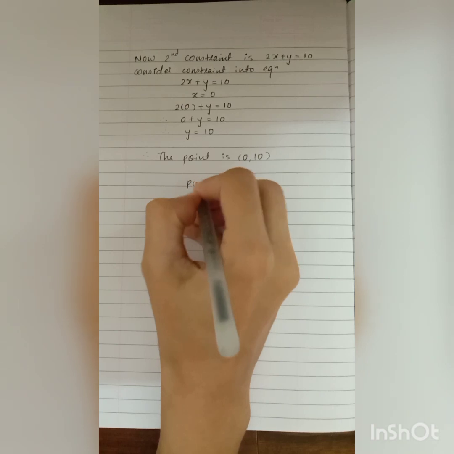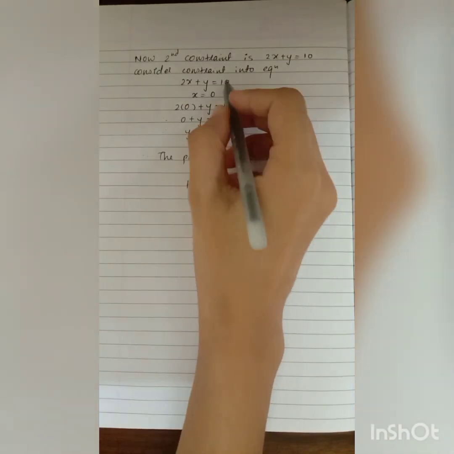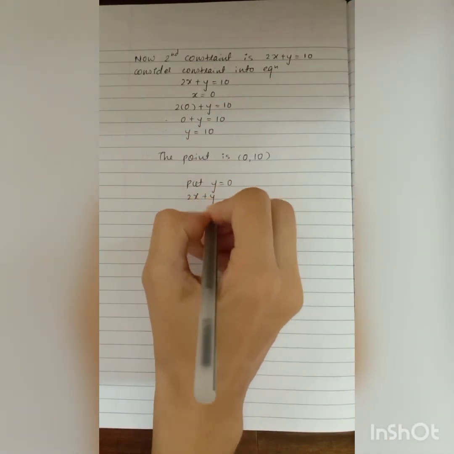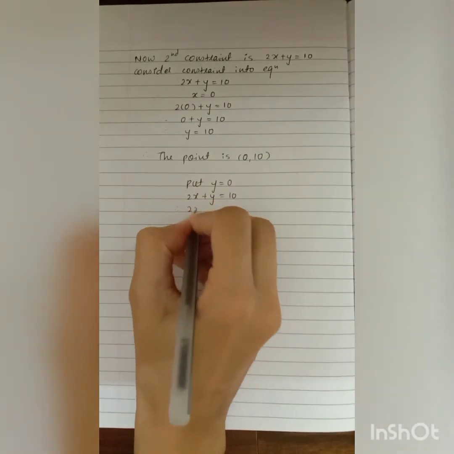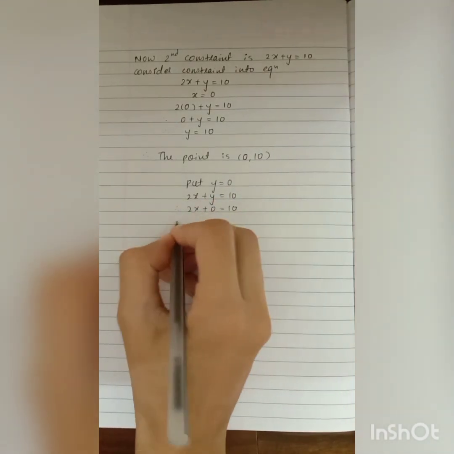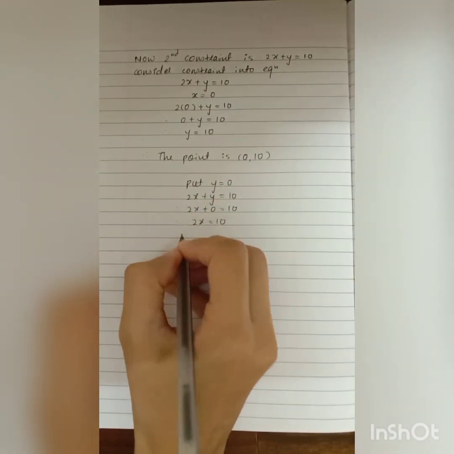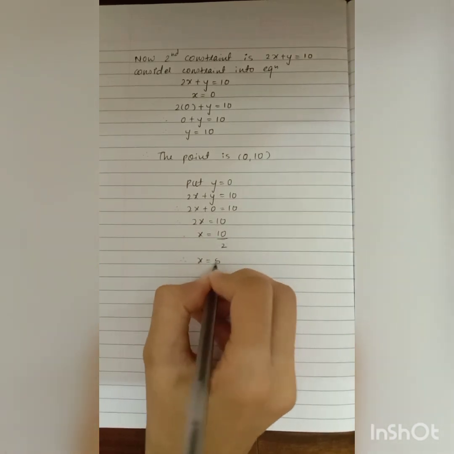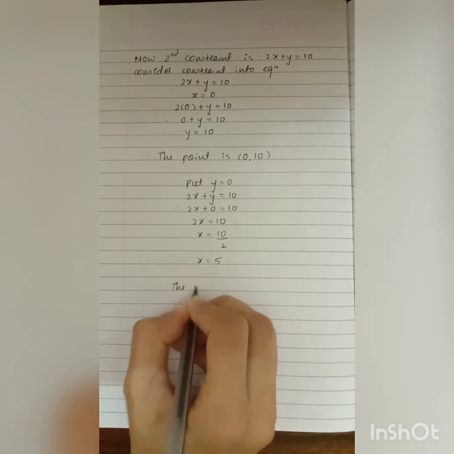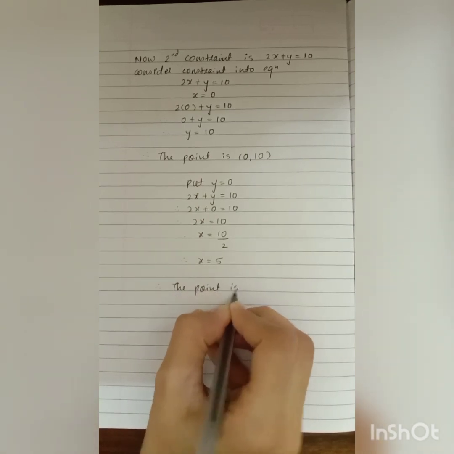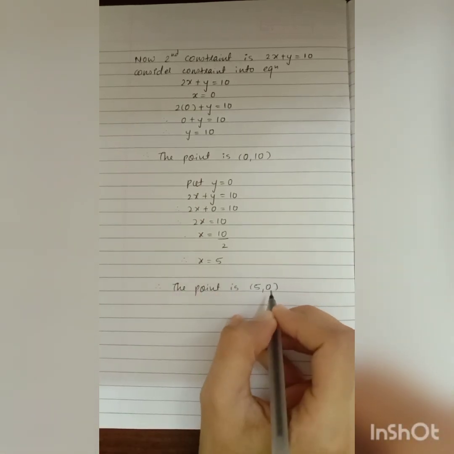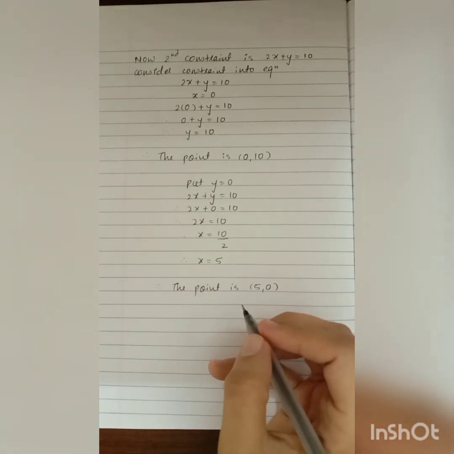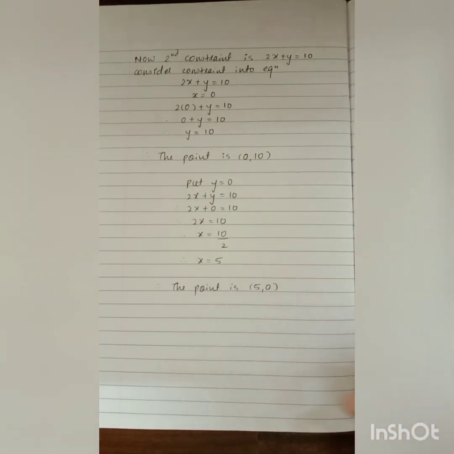Now put y equal to 0 in the same equation, which is 2x plus y equal to 10. Therefore 2x plus 0 equal to 10, therefore 2x equal to 10, therefore x equal to 10 divided by 2, therefore x equal to 5. Therefore the point is 5, 0. So we got the 4 points. Now we will go for the graph.